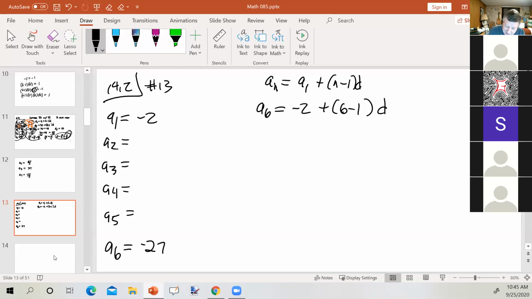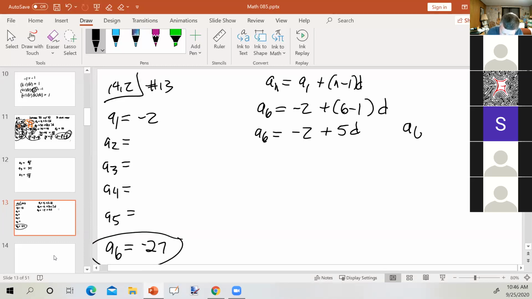All right. So a sub 6 is negative 2 plus 6 minus 1, which is 5, times d. So I know that a sub 6 equals negative 2 plus 5d. But I also know that a sub 6 equals negative 27. Therefore, negative 2 plus 5d equals negative 27.